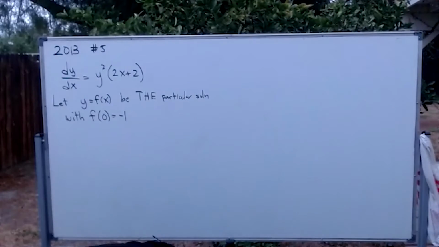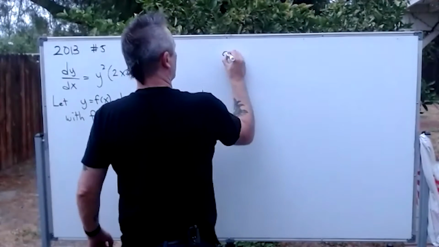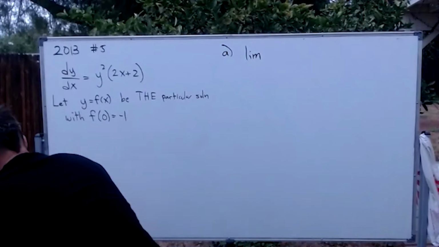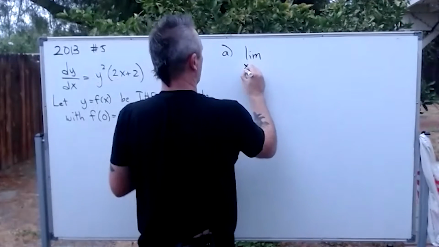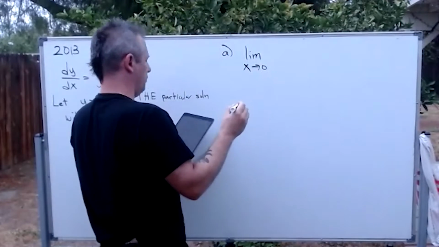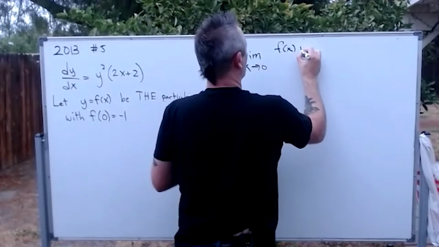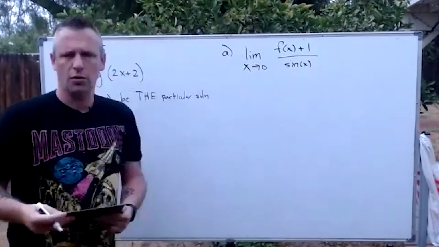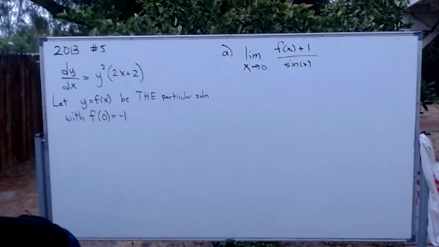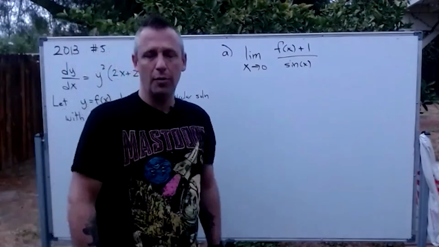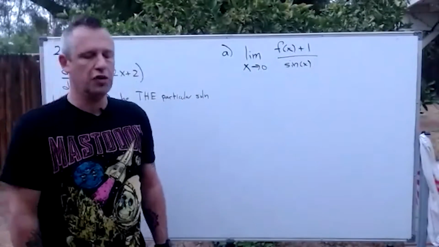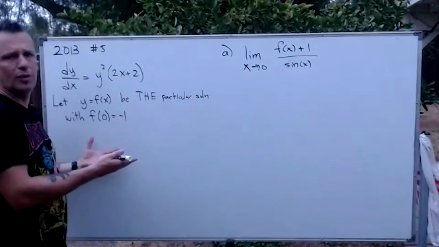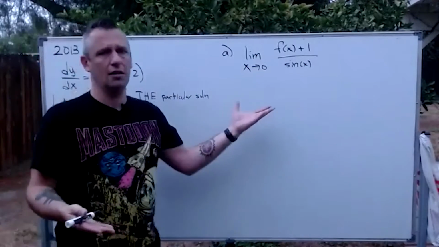Part A, though, a little bit strange. Part A asks us to solve a limit. Part A says compute the limit as x goes to 0 of f of x plus 1 over sine of x. That's what it asks. All right, weird it's asking for a limit problem, but this is very common in these AP problems. They're very good about connecting a lot of different areas. This presumably is about a differential equation, and yet we're being asked a limit question.